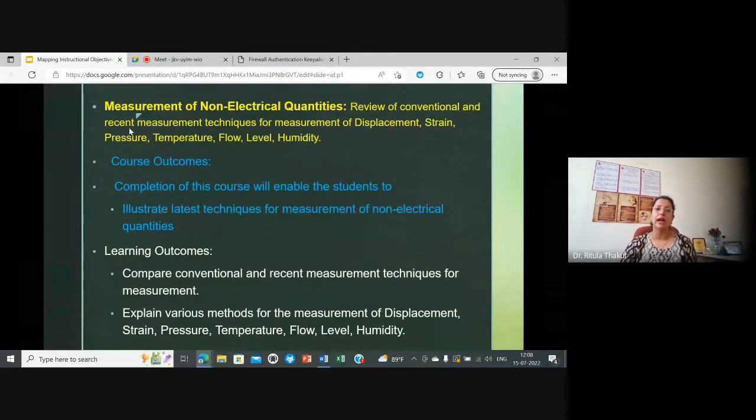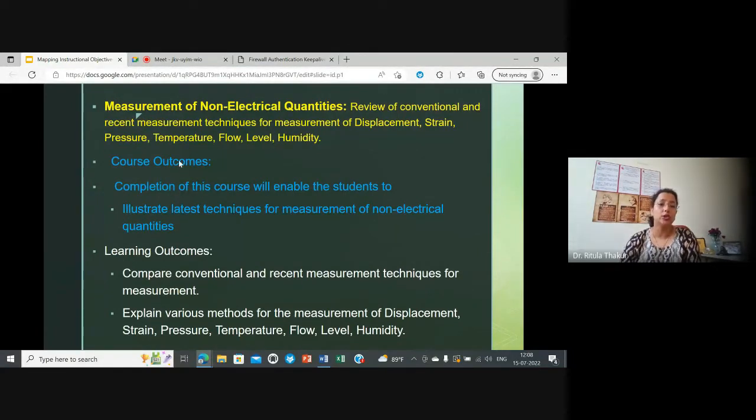Similarly, this was the last chapter of this subject, measurement of non-electrical quantities, in which the various subtopics are review of conventional and recent measurement techniques for measurement of displacement, strain, pressure, temperature, flow level, humidity, etc.